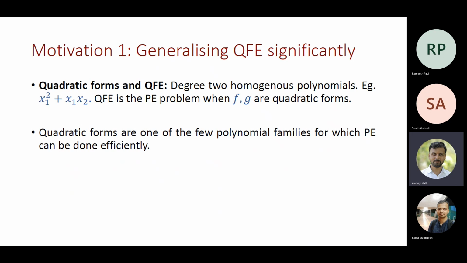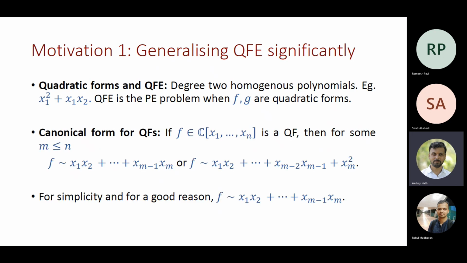So a quadratic form is just a degree 2 homogeneous polynomial. For example, x1 squared plus x1 x2 is a quadratic form. And quadratic form equivalence, or QFE, is just the PIT problem when f and g are both quadratic forms. Now, quadratic forms are one of the few polynomial families for which we can do PIT efficiently. And one of the reasons for this is that quadratic forms have a very nice canonical structure.